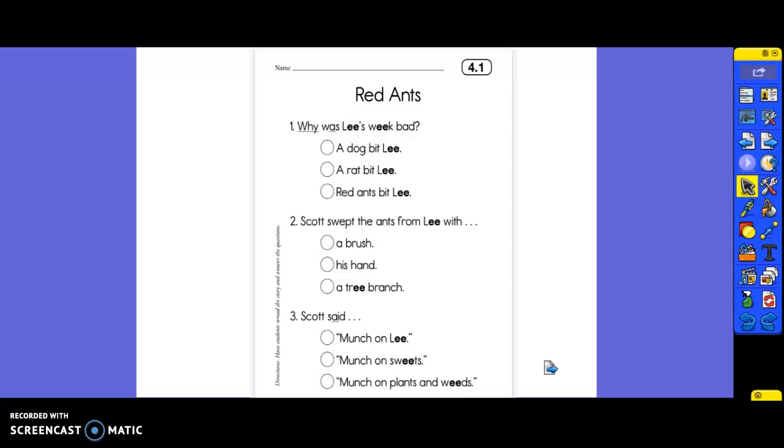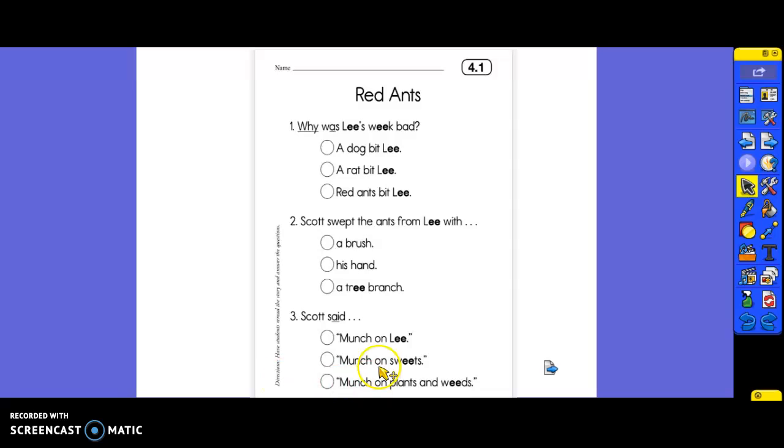All right, we are back to answer our questions about our story, Red Ants. That was such a great story. So we're going to read our questions. We're going to read our three choices. Remember, we can only choose one. And then we're going to practice bubbling in our answers just like we're big first graders.